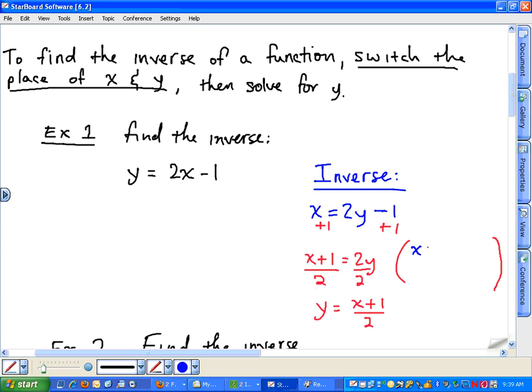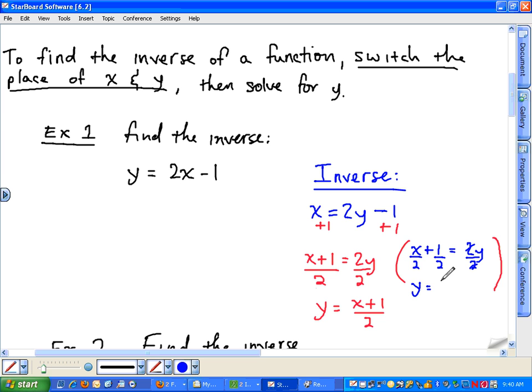Go back up to that middle step. x plus 1 equals 2y. Sometimes you're going to want to do it like this. Divide by 2, right? On the right side. But instead of dividing everything all at once by 2, individually divide them by 2. And you're going to end up with this. 2 divided by 2 in front of the y, they cancel out. So y equals x divided by 2.